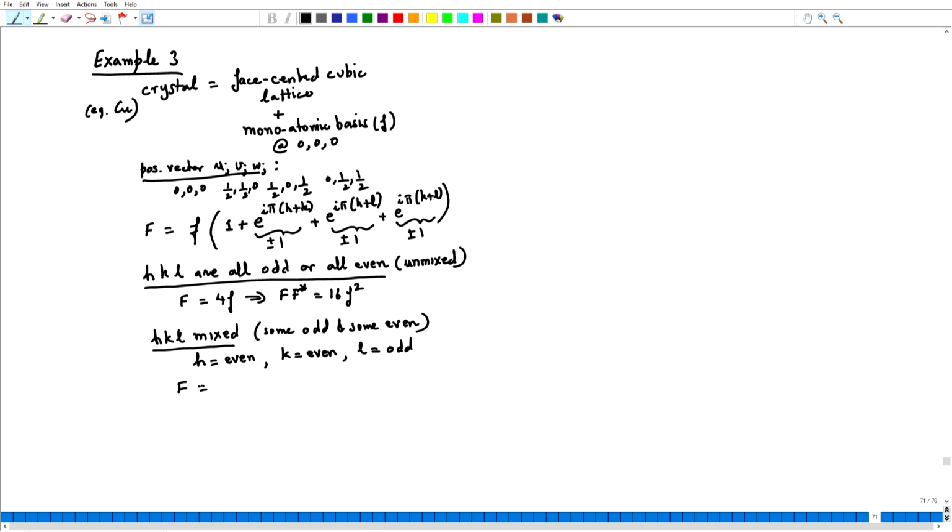f would be equal to 1 plus, now h and k both are even, so h plus k is even. So, therefore, the second term, e to power i pi h plus k, will be plus 1. Now, h plus l, so h is even, l is odd, so h plus l would be odd and hence will be minus 1, and the last term, k plus l, k is even, l is odd, so therefore, I will have minus 1, and very clearly what you get is extinction.